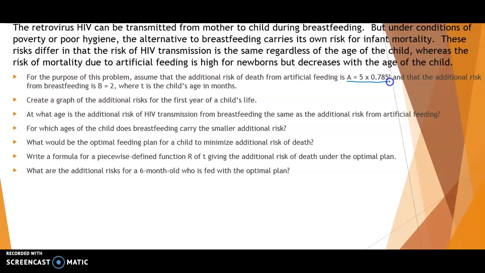We can see that this is an exponential decay function, and so this would decrease with the child's age. And then the additional risk of breastfeeding is this function, and this is constant, which is what is described in that first paragraph. And t in our exponential function is the child's age in months. We are to create a graph of the additional risks for the first year of the child's life, so I'm going to go to my graphing calculator in order to do that.